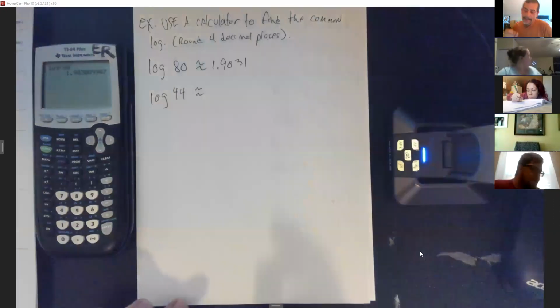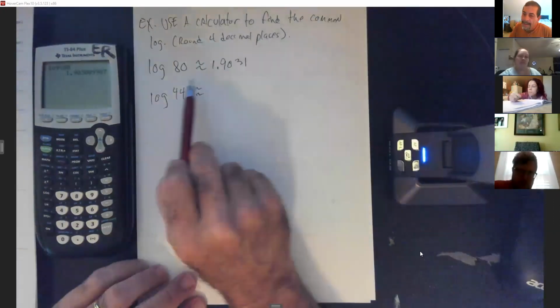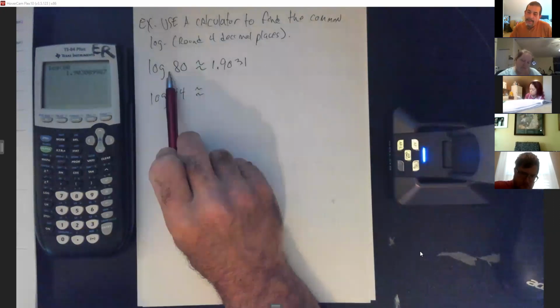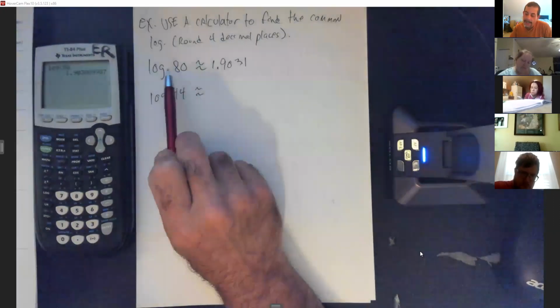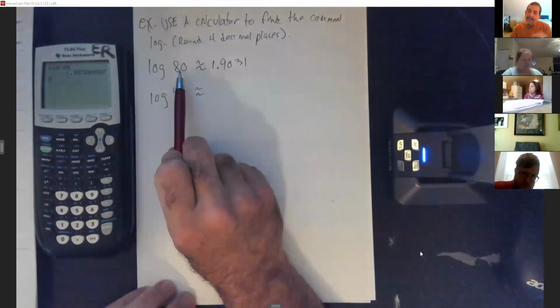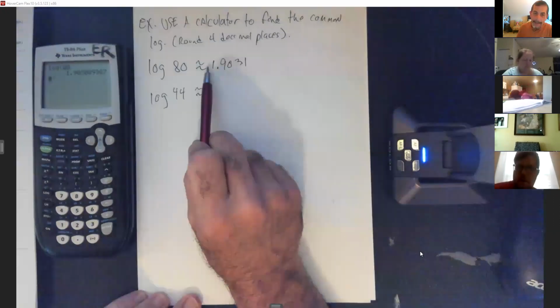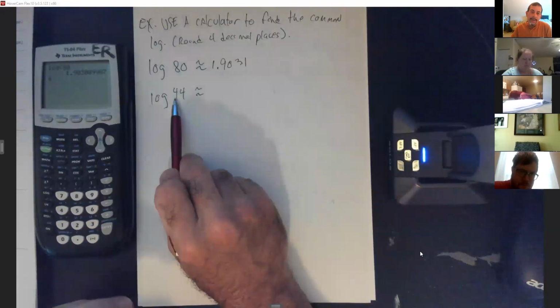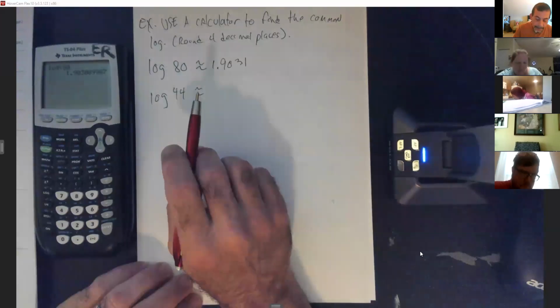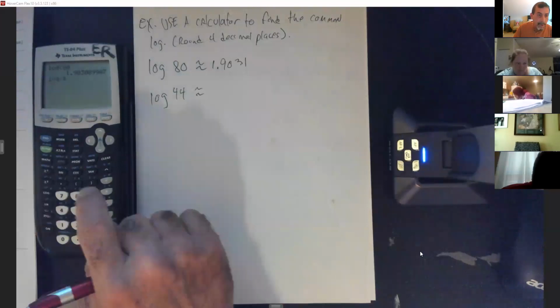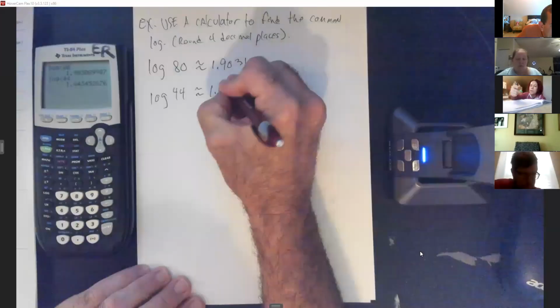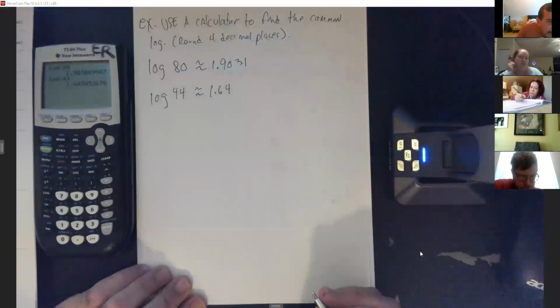Now, let's think about this. Does that sound reasonable? You got a log base 10. The exponent they're giving me is between 1 and 2. Well, I know that 10 to the first power is 10, and I know that 10 squared is 100. So since 80 is in between 10 and 100, it only makes sense that the exponent is in between a 1 and a 2. Just like this 44, it's in between 10 and 100. So I'm expecting its exponent to be 1 point something, something, something. So let's try that. Log 44, enter. And this time I get 1.6435.